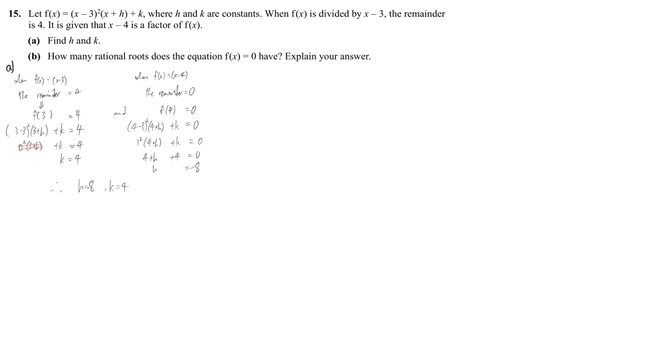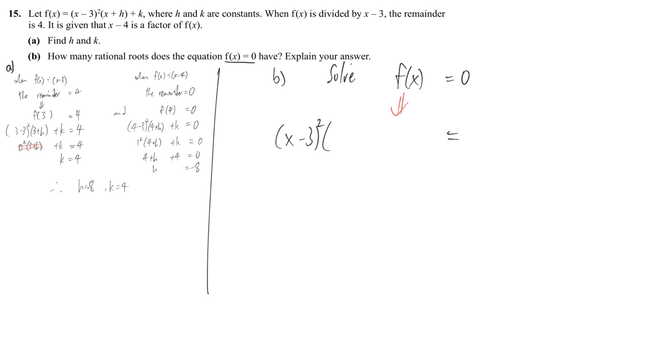In part B, how many rational roots does the equation f(x) equals 0 have? So part B, don't forget that we always start from the question: solve f(x) equal to 0. And we know f(x) pretty well, it is our answer in part A. So this is (x minus 3) squared times (x plus h). We already know h is -8. And then plus k, which is 4, equal to 0.